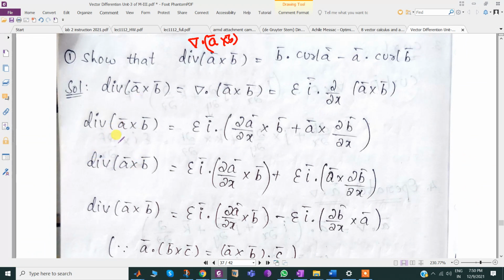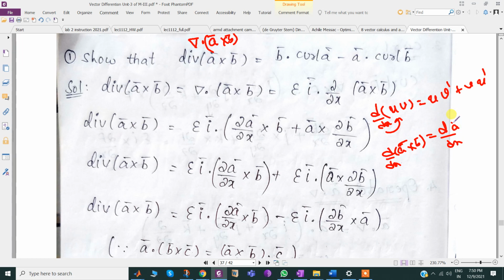Then div a bar cross b bar equals to, just a moment before we wrote div a bar cross v bar. Again here one more thing I need to explain. d by dx of uv is equal to uv dash plus vu dash. The same can be applied to the cross product also. d by dx of a bar cross b bar equals d by dx of a bar cross b bar plus a bar cross d by dx of b bar. You are not authorized to misplace this. If you misplace, then we are supposed to plug a negative sign here.